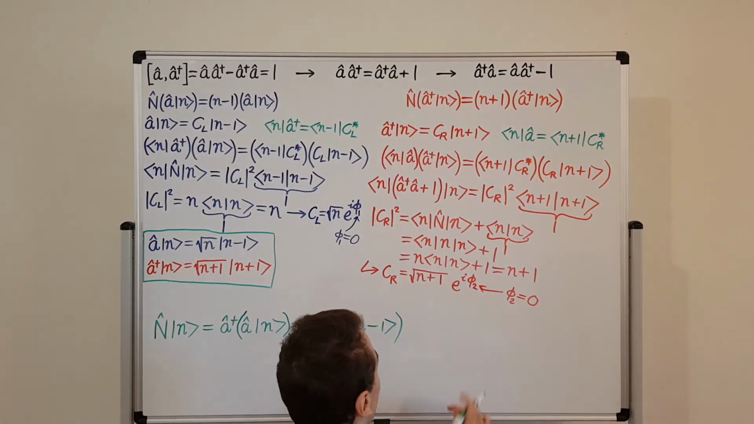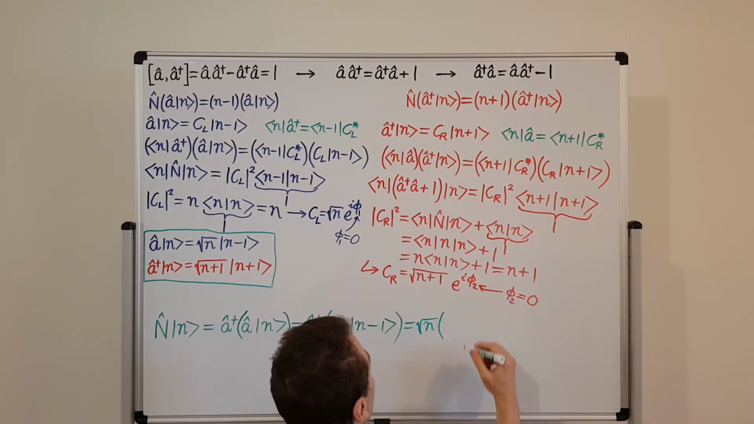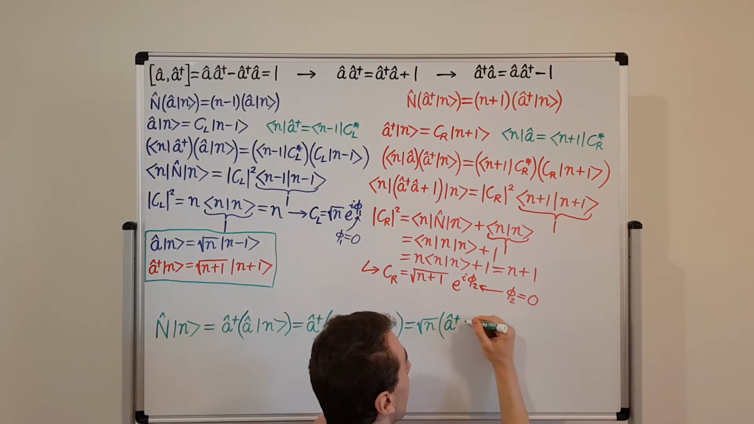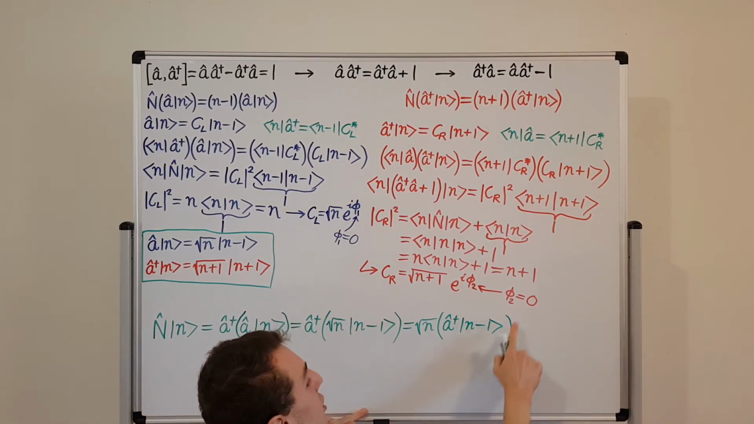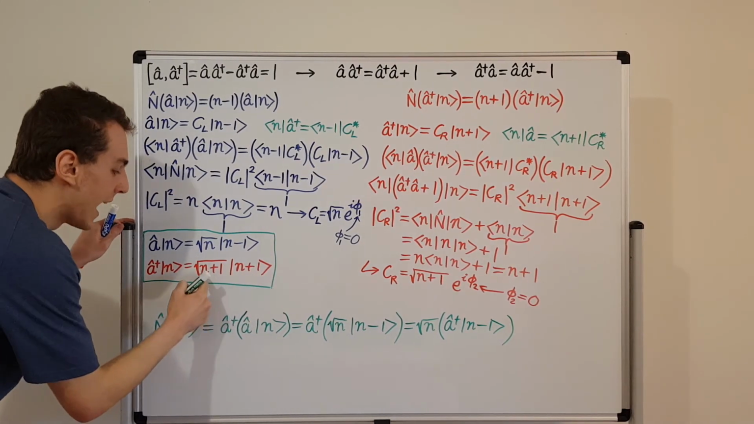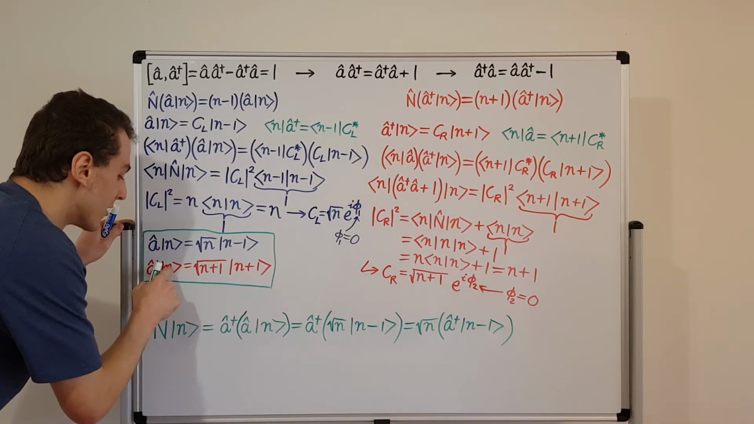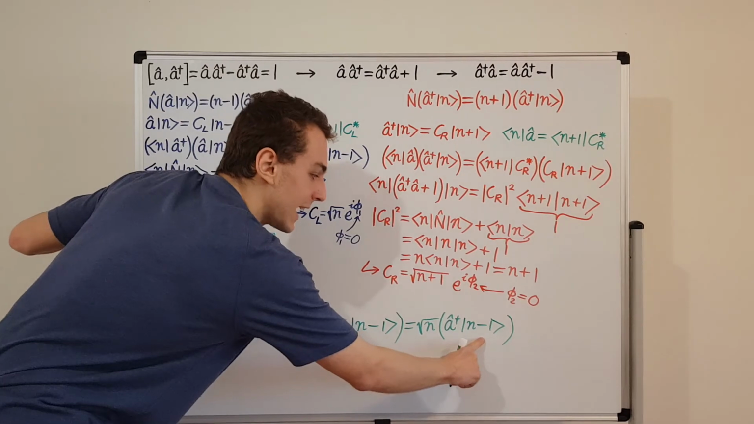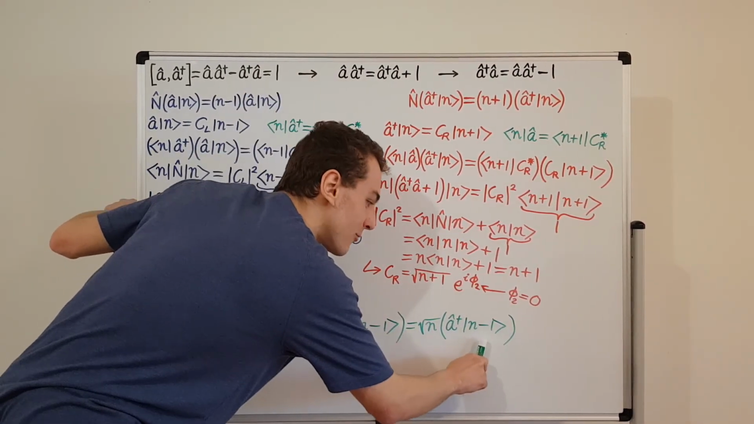So let's do that over here. I'm going to factor out this square root of n, and that's going to leave me with just this a dagger acting on the state n minus 1. And this combination, we can use the red equation now. It's going to give me n plus 1 over here. So it's going to raise the value that is inside this label. But this label over here is not n, it is n minus 1. So if I raise n minus 1 by 1, that's just going to give me n.